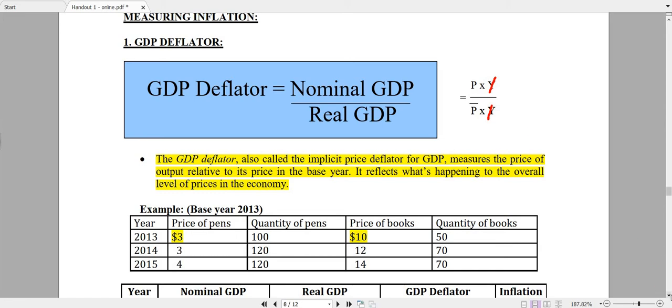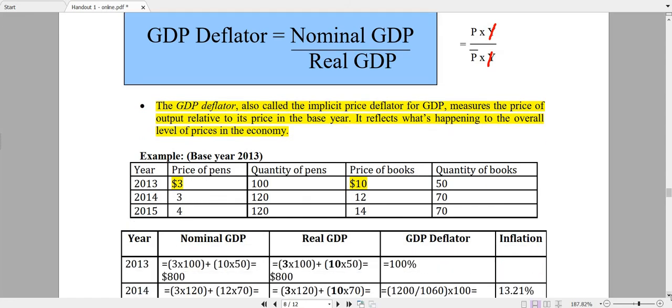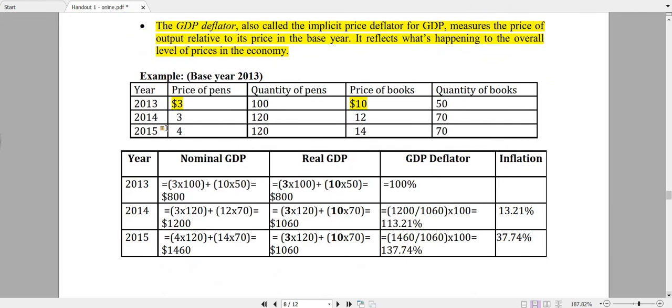So here we have a small example that will also help you understand how GDP deflator can be calculated. So in this example, we are assuming that the base year is 2013, and in this economy only two commodities are being produced, which are apples and books. So in year 2013, you can see that 100 pens are being produced and 50 books are being produced. In the next year, 120 pens are being produced and 70 books are being produced. And similarly, in 2015, the production of pens remains the same, and the production of books also remains the same, which is 70.